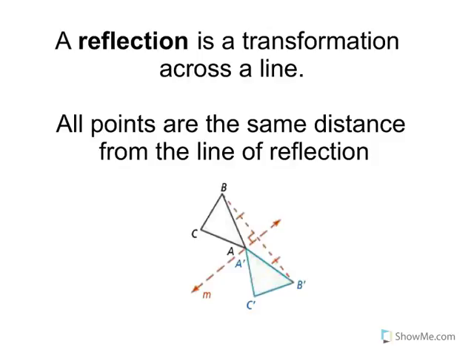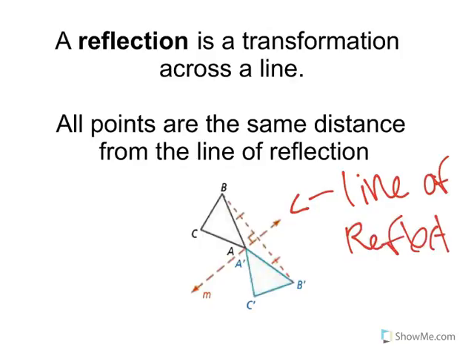The first kind of transformation we'll talk about is a reflection, and what a reflection is, it transforms a point or shape across a given line. That is your line of reflection. So as you see, all the points are exactly the same distance from the line of reflection to their prime point. So here to here is the same distance. A happens to be on the line of reflection, and then C to C prime is the same distance.